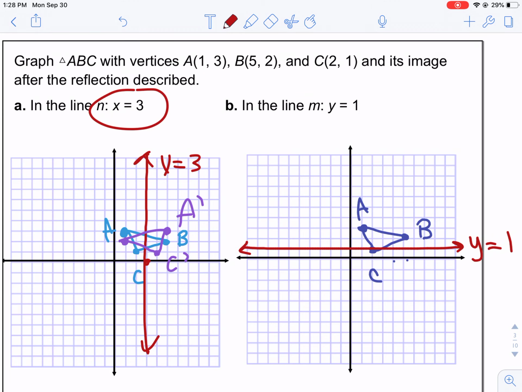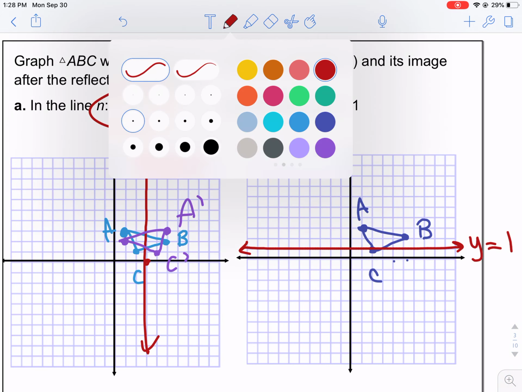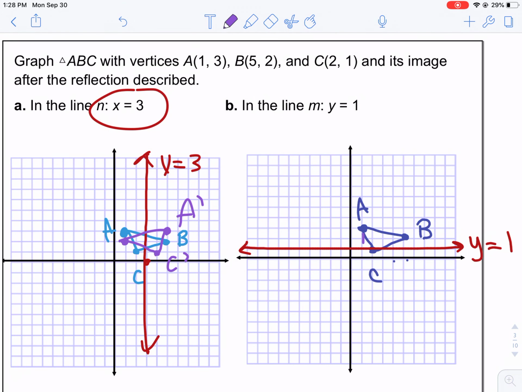You're just going to count how far your points are. A is 2 away from the line, so A prime has to be 2 away from the line on the other side. B is 1 away from the line, so B prime is 1 away from the line. C is on the line, so to get C prime, you can't really move it anywhere because it has nowhere to reflect. So there's your reflection.